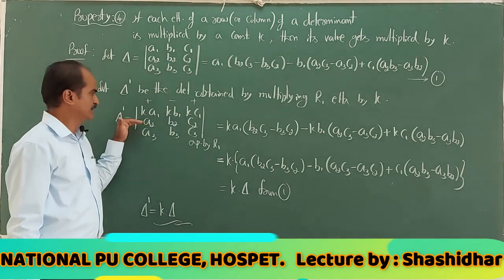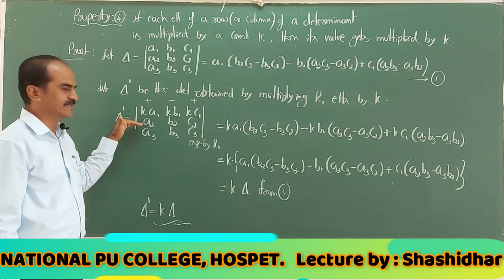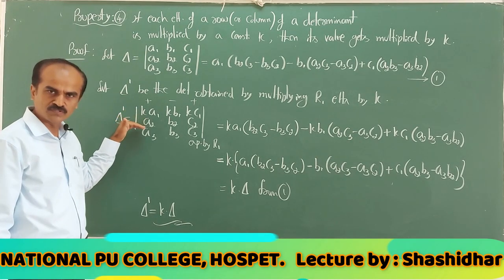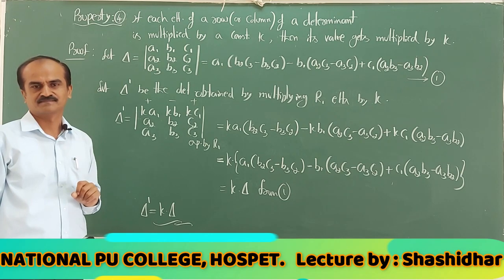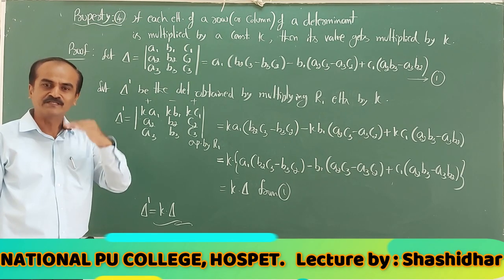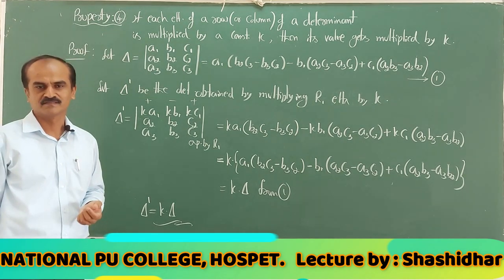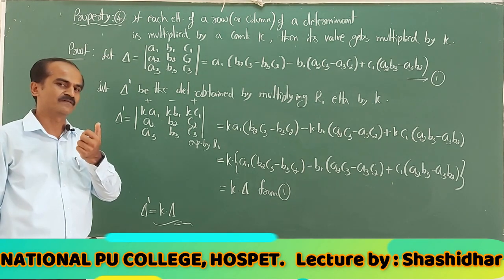If two elements, two rows or two columns are proportionate, if the elements in any two rows are proportional, then what happens to the value of such a determinant?